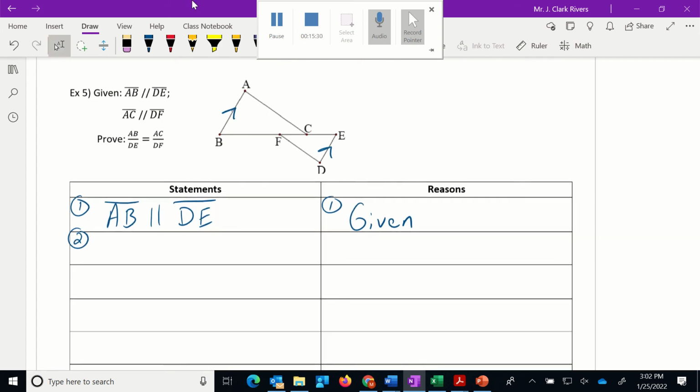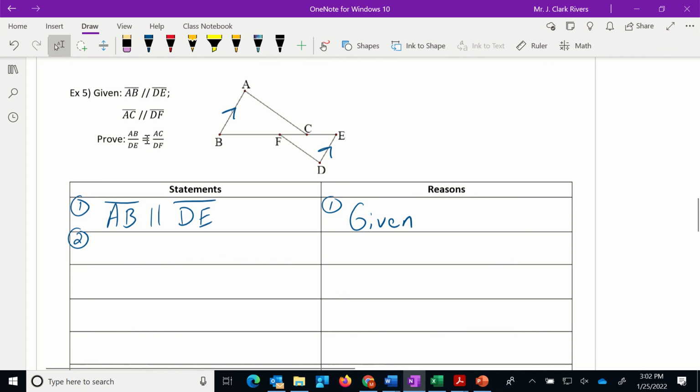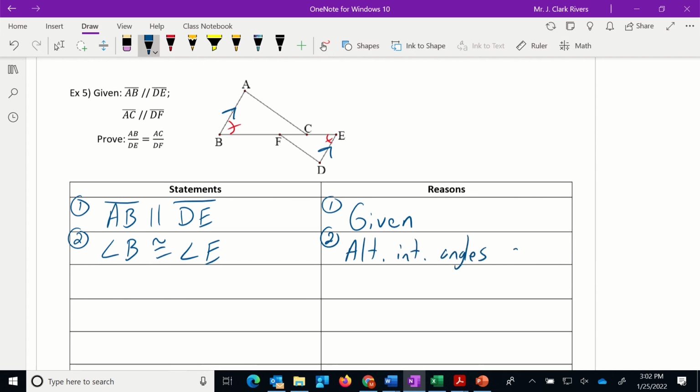By the way, I should add, we're trying to set up this proportion of AB over DE is equal to AC over DF. It probably means we're going to have to find two similar triangles. Becca, what do you think? Yep, angle B is congruent to angle E. Becca, how'd you know that? There you go, they're alternate interior angles. So number 2 here, alternate interior angles are congruent.